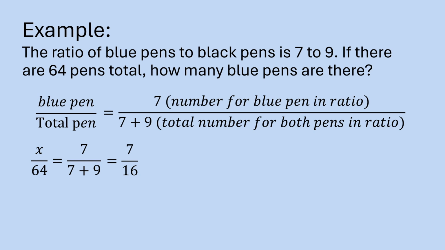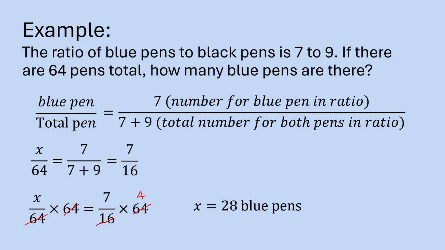Now we will multiply both sides by 64. These both factors will cancel. 16 times 4 is equal to 64. So x is equal to 28. 28 blue pens. So black pens are 64 minus 28. Here 64 are the total pens.